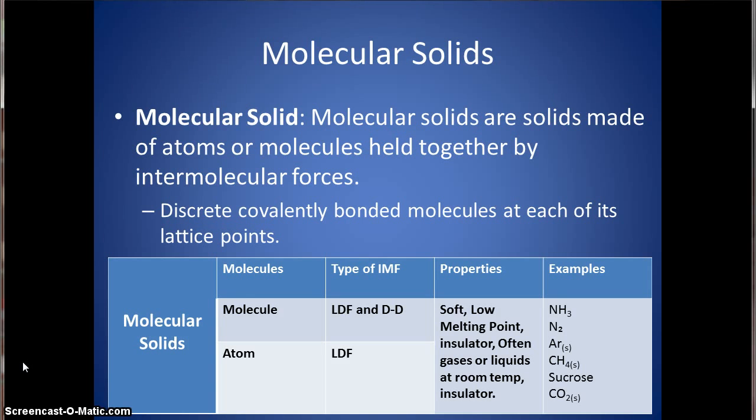An important thing to note is that they have strong intramolecular forces but weak IMFs that lead to a low melting point, and they're going to be insulators and soft, and gases or liquids at room temperature. Some examples would be NH3, N2, argon solid, and dry ice.